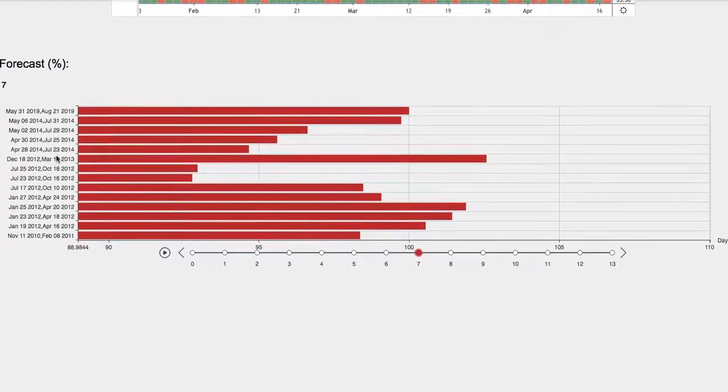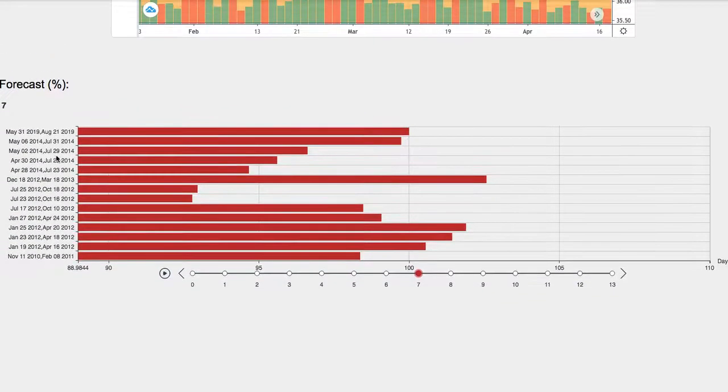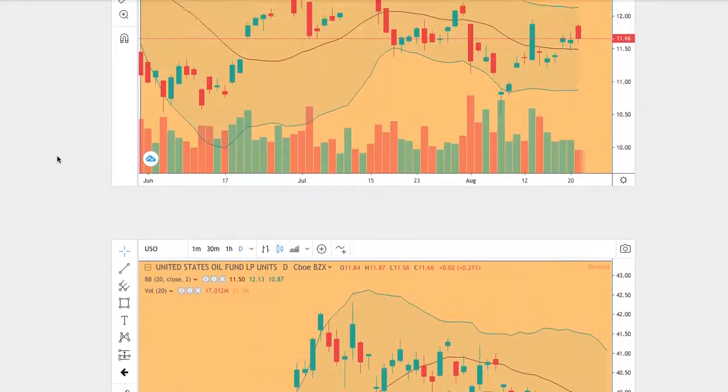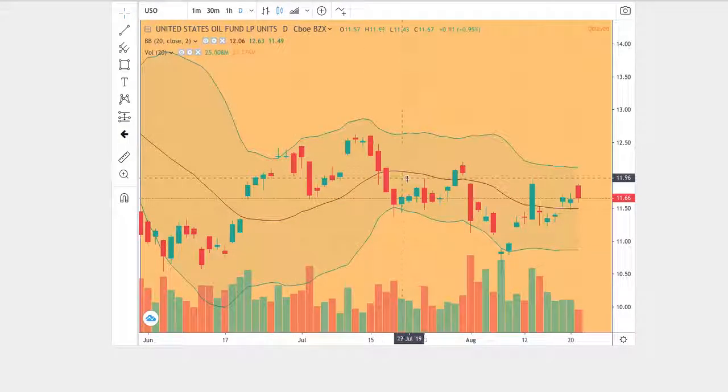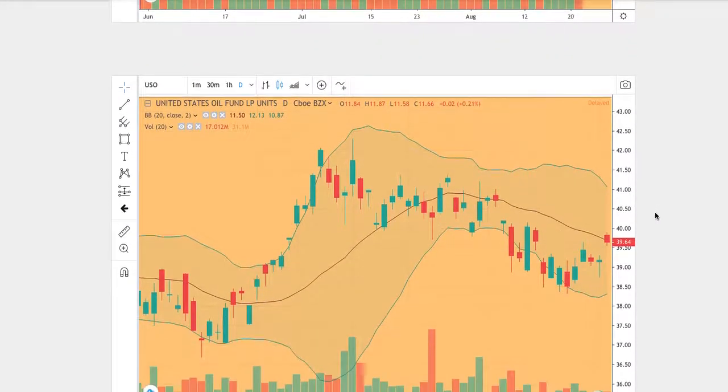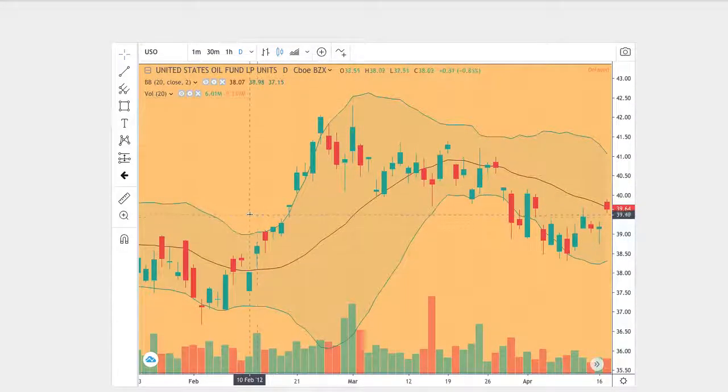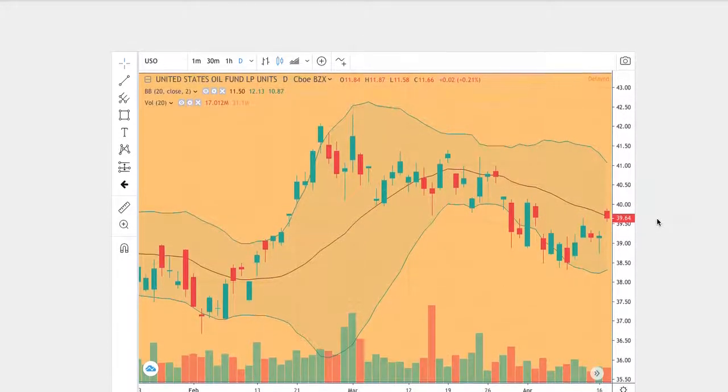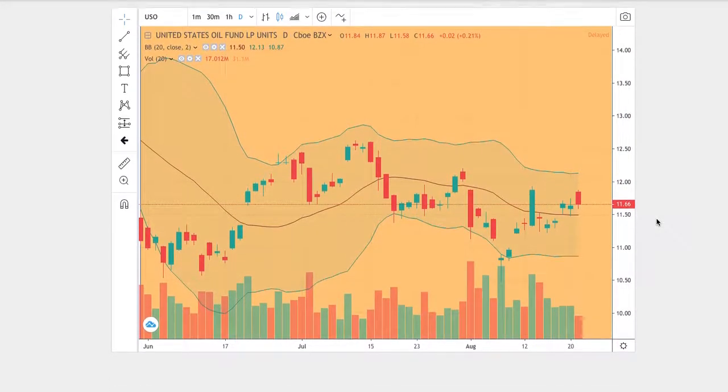So ideally we want the trend that looks identical to the current trend. So we have the current trend right here, and I believe this trend right down here is the best match, and this trend dates back to January 19, 2012 to April 16, 2012. I'll point out why these two charts are similar.